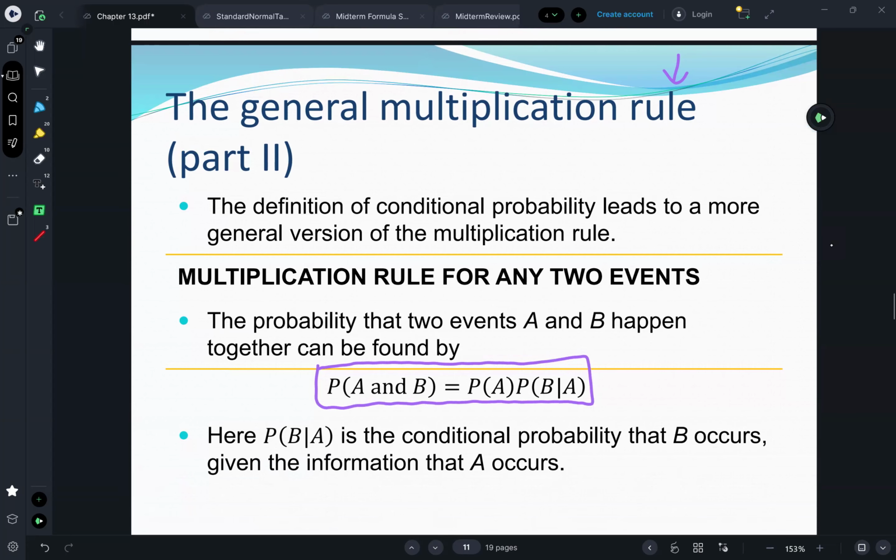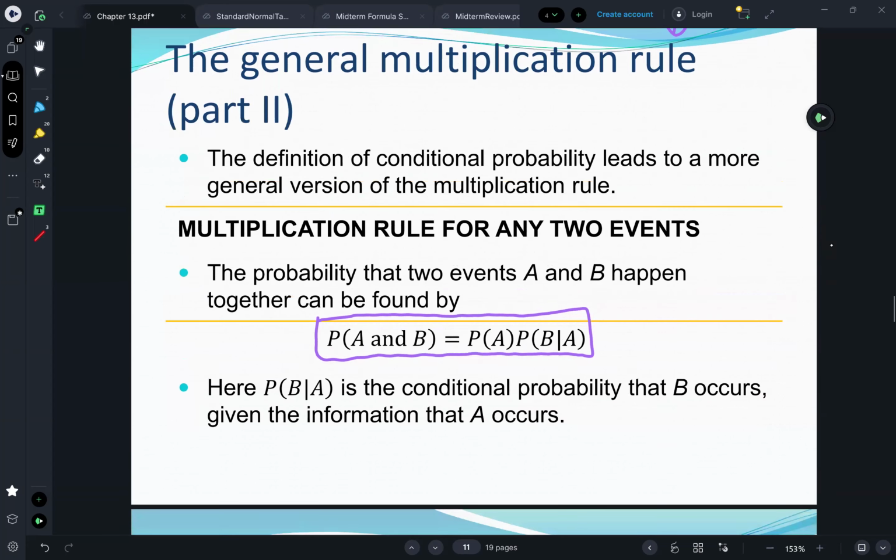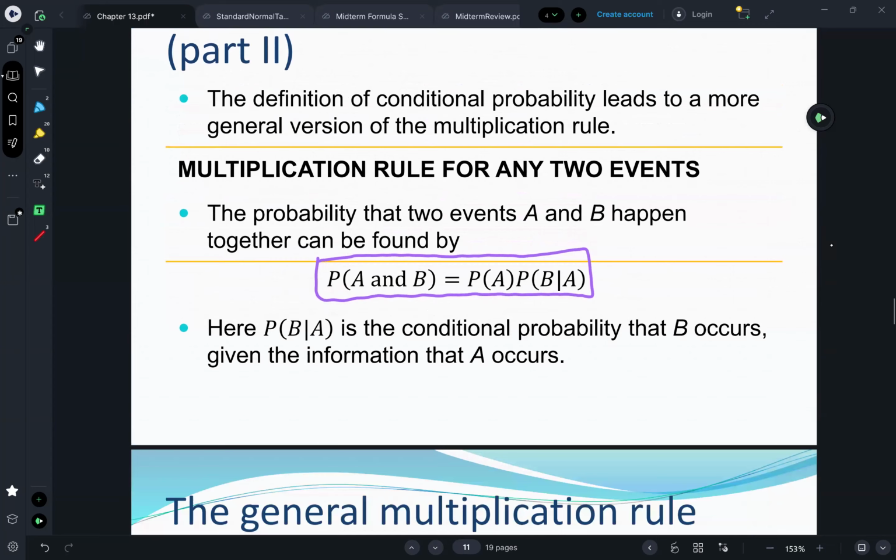So here, B given A, that's that pipe. B given A is the conditional probability that B occurs given the information that A occurs, that we know A has occurred or exists.